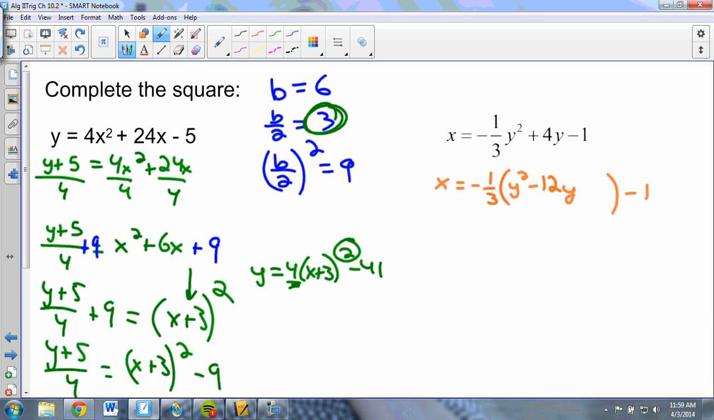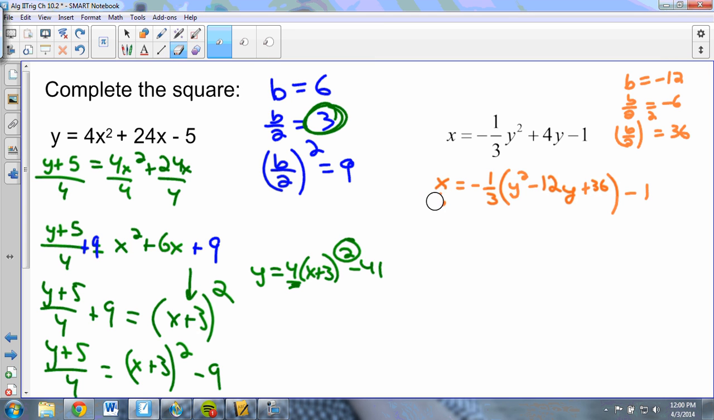Okay, my b value is now -12. So b over 2 squared: b over 2 is -6, so b over 2 squared is 36. I'm going to add a 36 here, and add a 36 here. 36 last time too. Oh, see, I just made the same mistake. I made the mistake that I'm telling you not to make. I didn't add a 36 here. I added a -12 there, because 36 times -1/3 is -12.